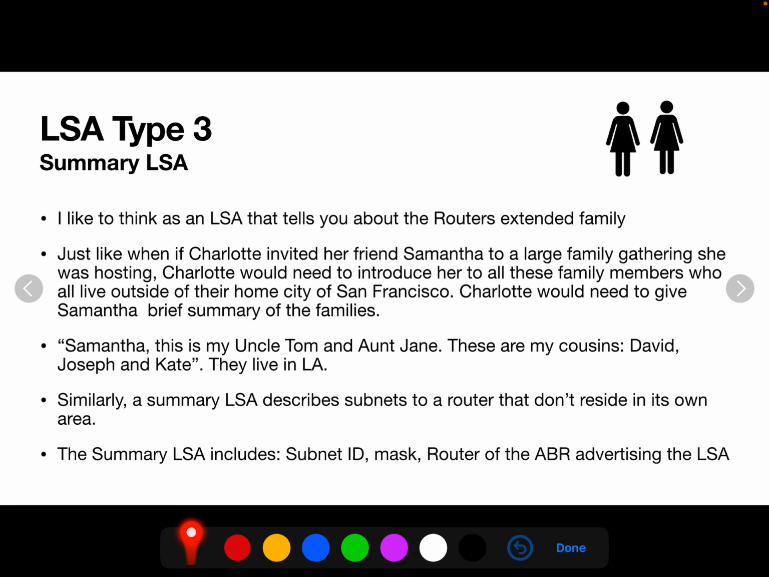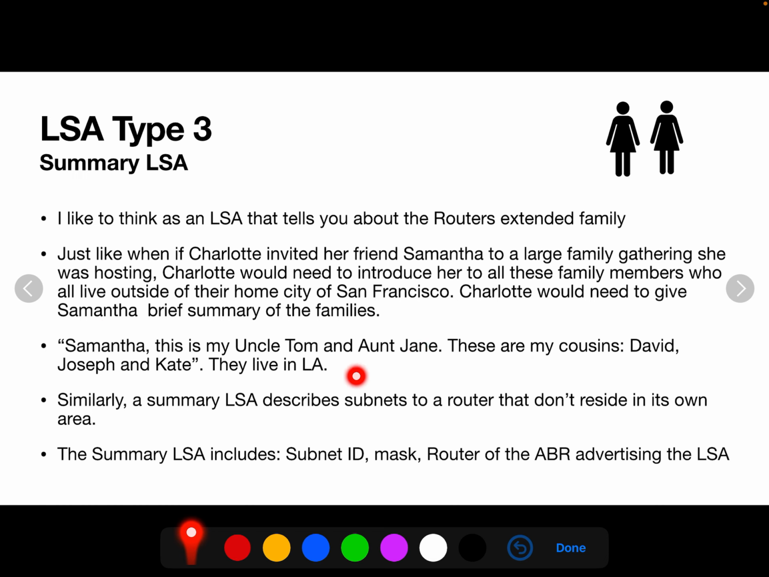For example, when it comes to Charlotte and Samantha, if Charlotte invited Samantha to a large family gathering she was hosting, Charlotte would need to introduce Samantha to those family members, because she hasn't met them before. They don't live in San Francisco. She's never met them. So Charlotte will need to give Samantha a brief summary of the family. For example, Samantha, this is my Uncle Tom and Aunt Jane. These are my cousins.